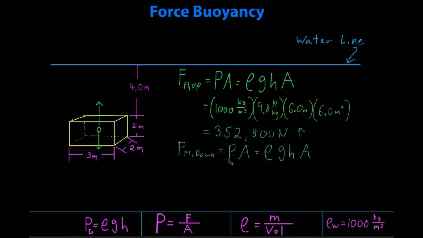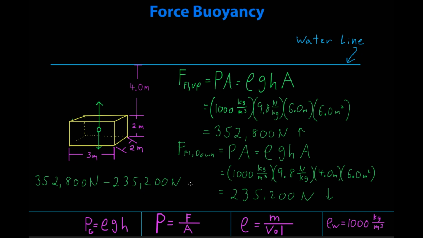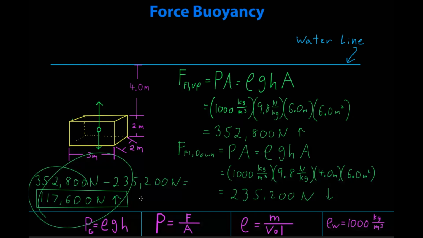So force fluid down will be again pressure times area, rho GH area, except this time the height will be 4 meters because we're going to the top of the box, not the bottom. And that will give us a force of 235,200 newtons downward. So let's combine these and see what we get. I'll use upward as positive. So 352,800 upward minus the 235,200 newtons downward will give us 117,600 newtons upward. Now, this is going to be a very important number.